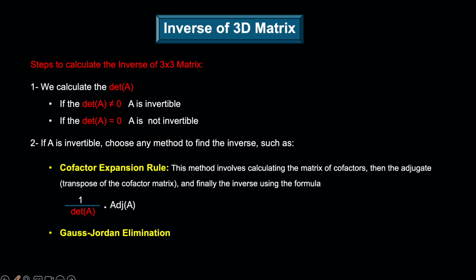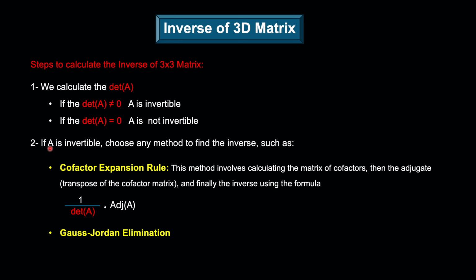In this video, we will learn how to calculate the inverse of a 3D matrix. Steps to calculate the inverse of a 3D matrix. We have two steps. First step is we calculate the determinant of A. If the determinant of A is not equal to 0, A is invertible and we calculate the inverse. Otherwise, if the determinant of A is equal to 0, A is not invertible and we stop there.